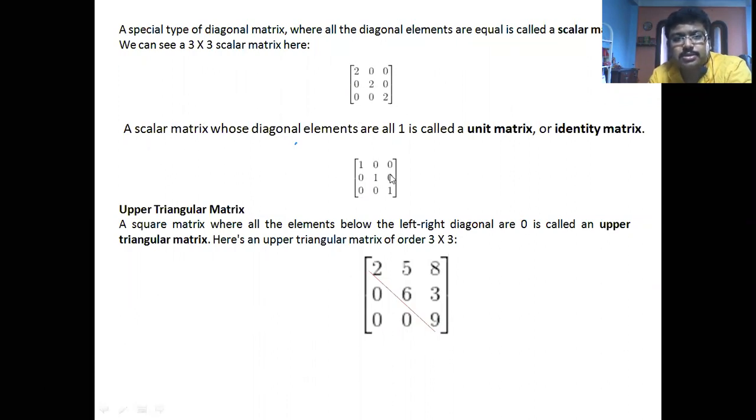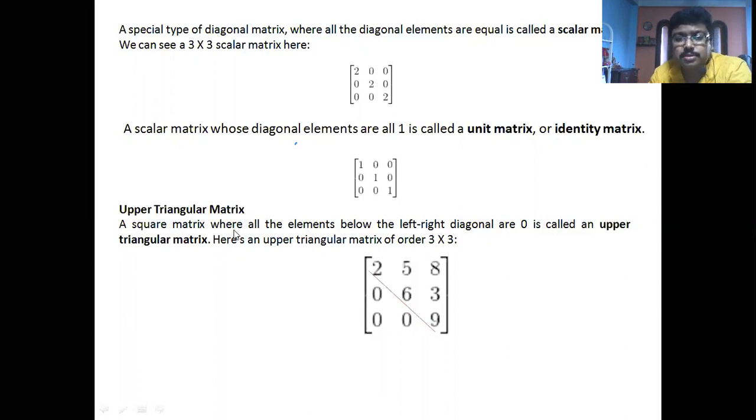Now a scalar matrix whose diagonal elements are equal to 1. Look, this is a scalar matrix. Also, its elements along the diagonal are 1. So this is the unit matrix or identity matrix.